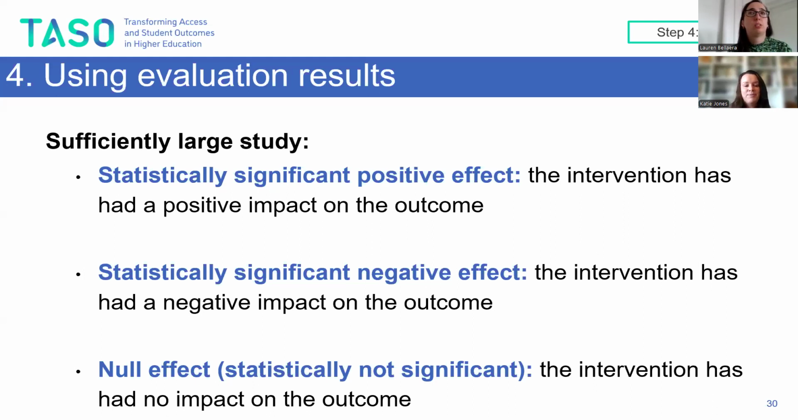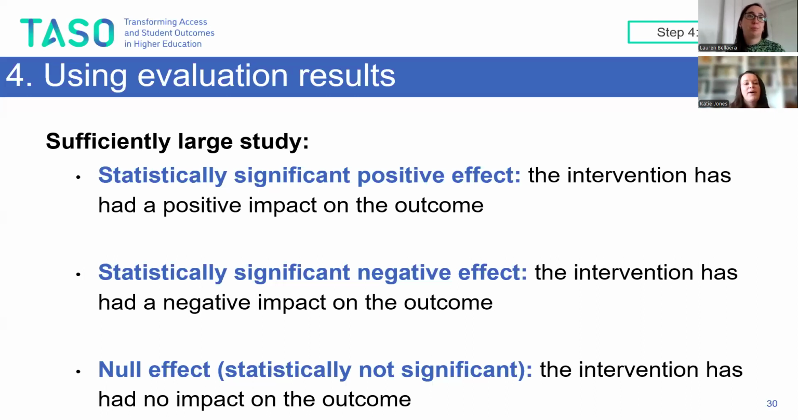Now, if your result is significant, you'll want to interpret this in light of your theory of change. So you'll want to look back at your theory of change and your original research questions and hypotheses. You'll also want to look at any documentation about how the programme was delivered, and your process evaluation to really understand what may have led to this significant result. So that's all part of your interpretation.